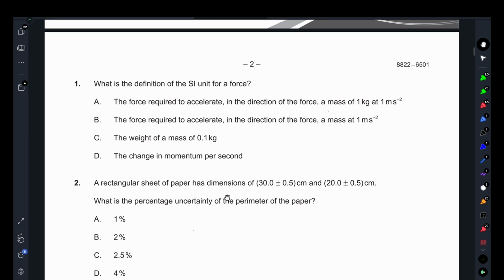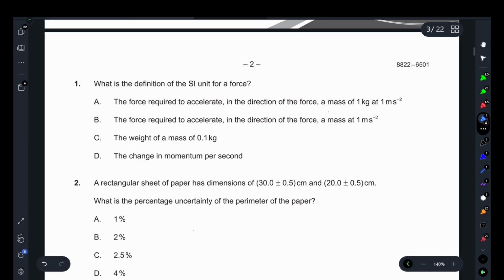Hello there, guys. Today we are going to be discussing IB Physics HL Paper 1 from the November 22 examination session. It was a very concept-based paper, in my opinion, but overall, if you guys know your definitions and know some basic rearrangement of formulas, you guys will be amazing. So let's get right at it.